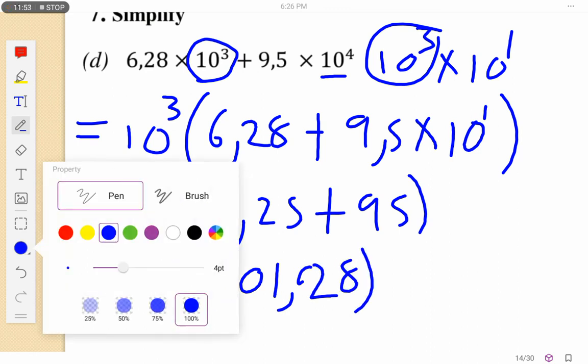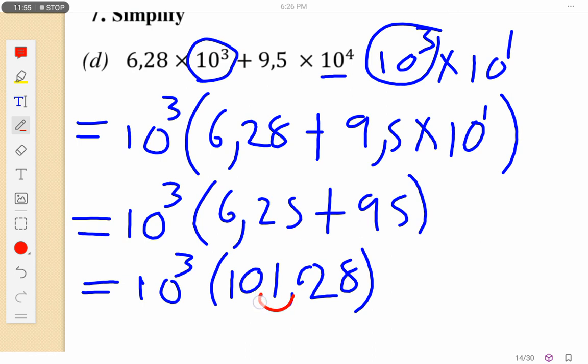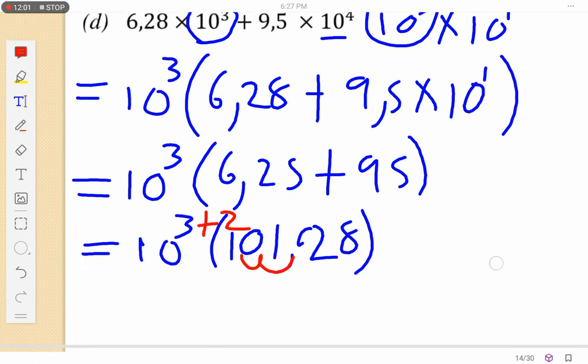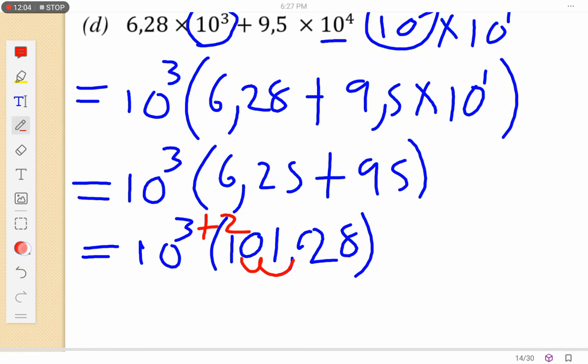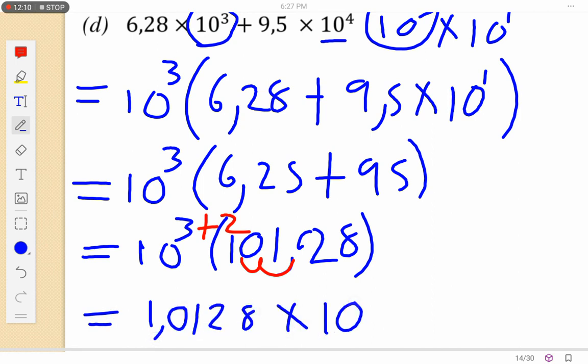Now, because of the commas here, I can move it 1, 2 times there. So it means I'm going to add plus 2 there because it's positive and there's no comma there. So my final answer there will become 1.0128 times 10 to the power of 5. Okay, that's how we add that one.